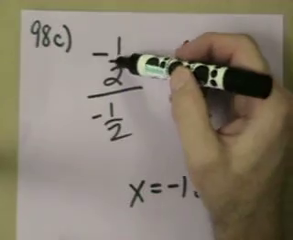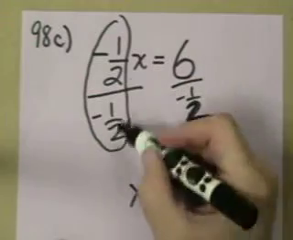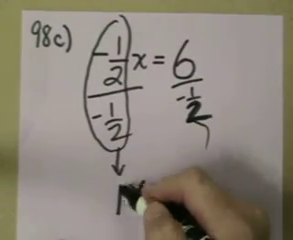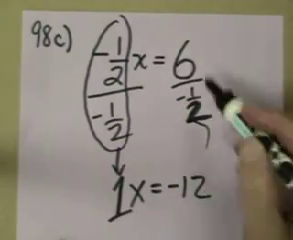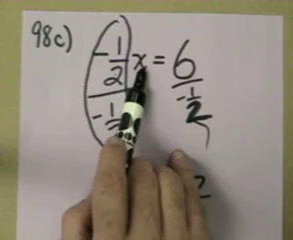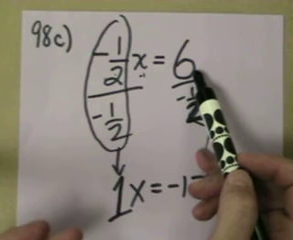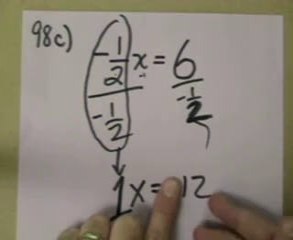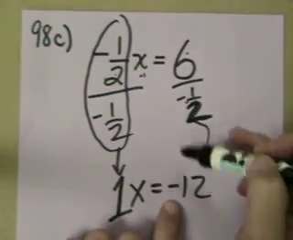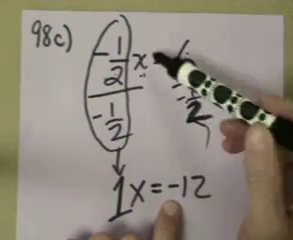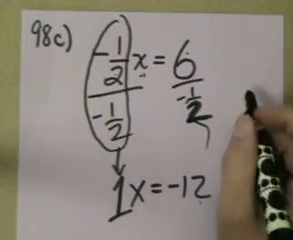Look back up here for a moment. Negative 1/2 over negative 1/2 is 1, x. 6 divided by negative half is negative 12. Another way to read this is, what's half of an x? If half of the x is 6, if half of what I have is 6, what's the whole piece? Well, the whole piece would be 12. When I divide a positive by a negative, I know that the result is going to be negative 12. Okay? So that is that one.